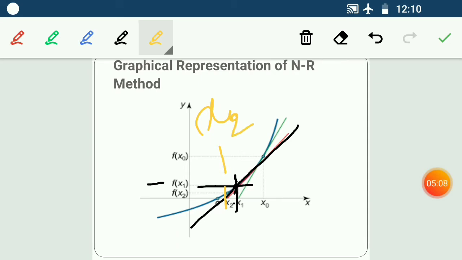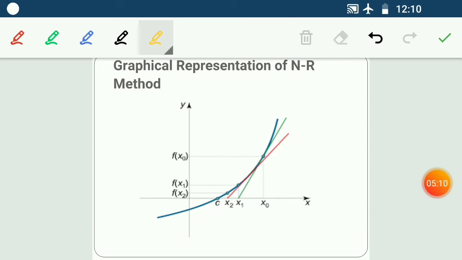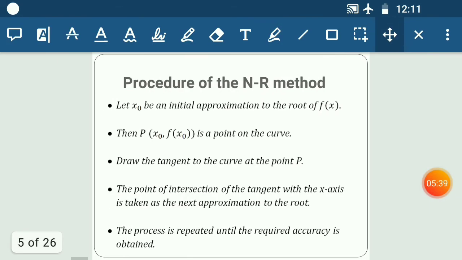Okay, so in the same manner we will move further until we reach the desired root. Clear? So first procedure, find the value of x naught with the help of the random check method, then by drawing a tangent line to the respective x naught curve point, we will find x1, and after that x2, x3. The same process will keep on repeating. Okay, so this is the procedure of the Newton-Raphson method.